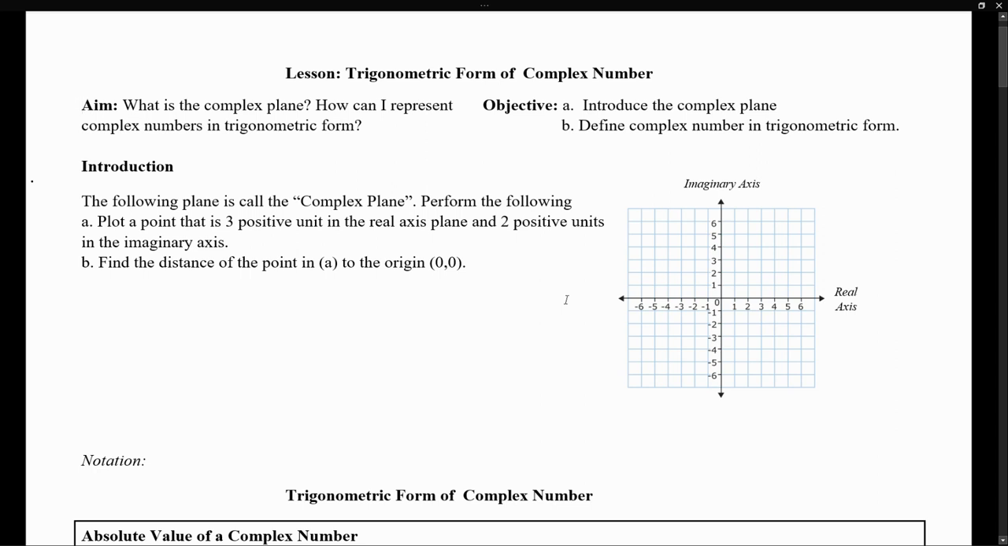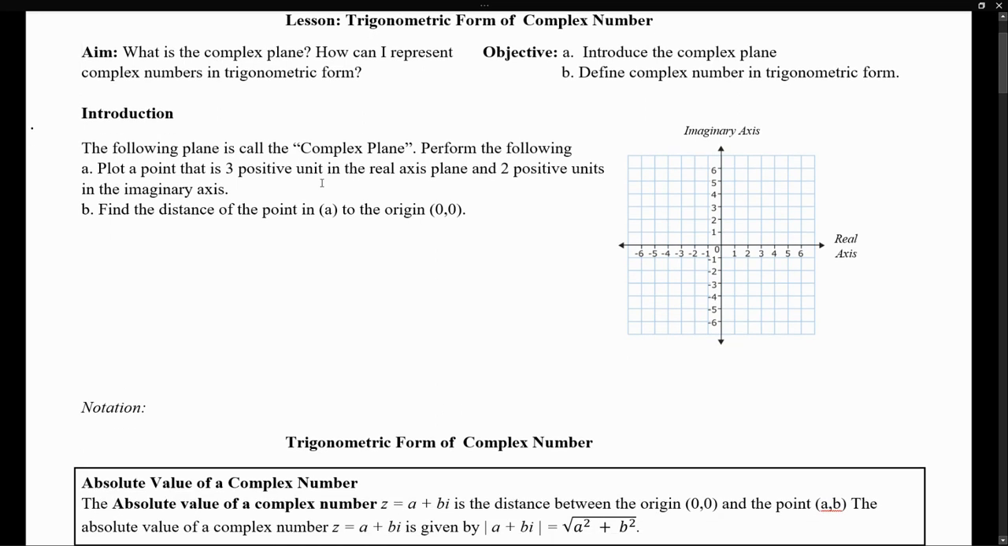In this lesson, we're going to be discussing the trigonometric form of complex numbers. Let's get started. So let's start by looking at this introduction question, which states the following plane is called the complex plane. So right here, notice that it looks like a regular Cartesian plane with the x and the y-axis, but notice the difference as to how we're labeling our axis.